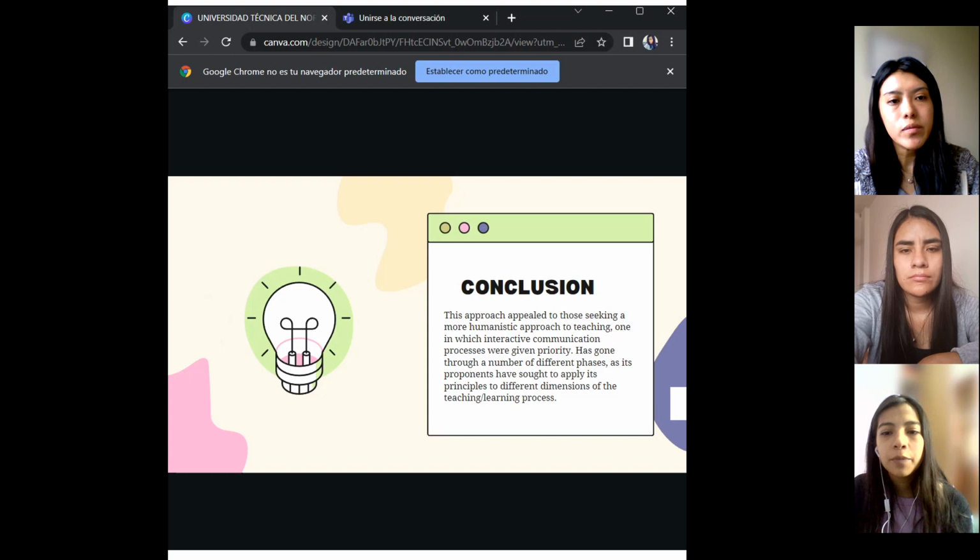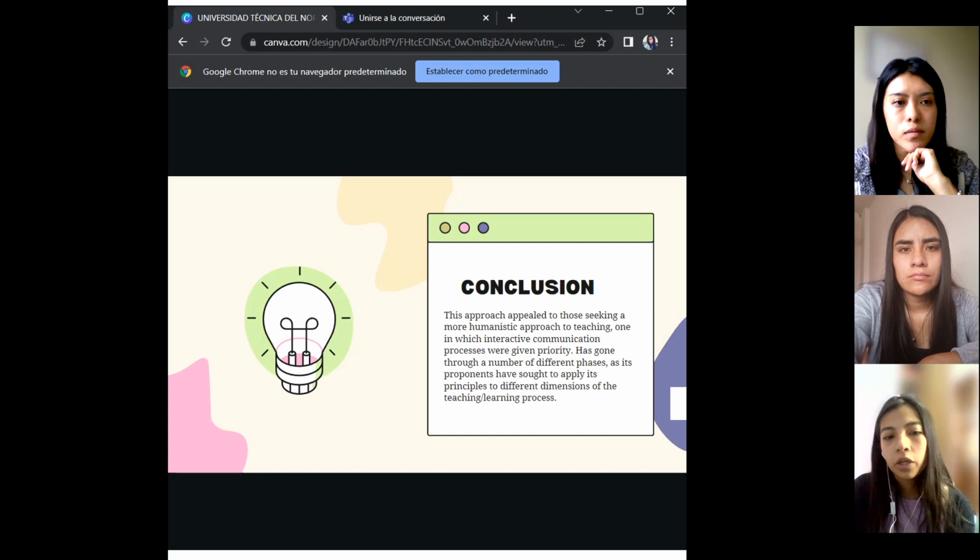Conclusion. This approach appeals to those seeking a more humanistic approach to teaching, one in which interactive communication processes are given priority. CLT has gone through a number of different phases as its proponents have sought to apply its principles to different dimensions of the teaching and learning process. The CLT features address very general aspects of language learning and teaching that are now largely seen as self-evident and axiomatic throughout the profession.